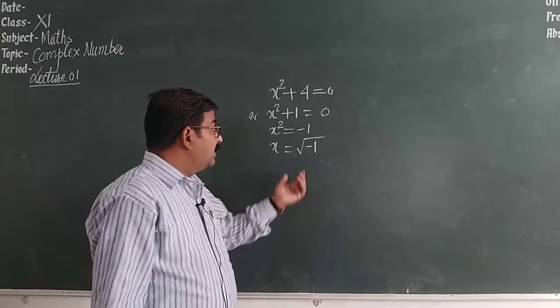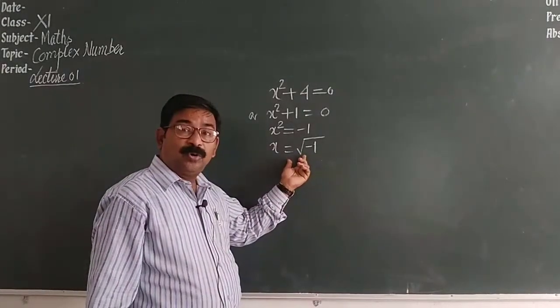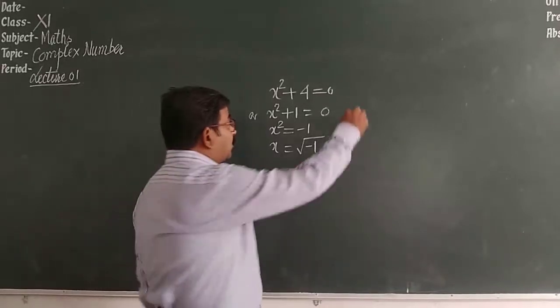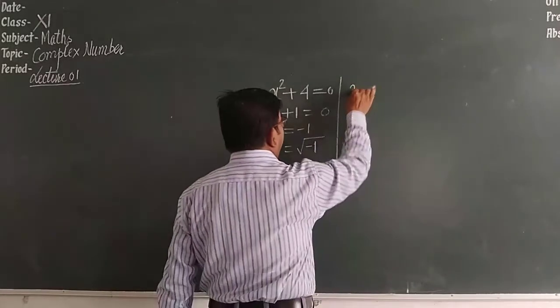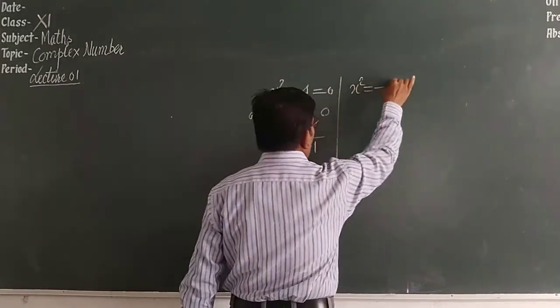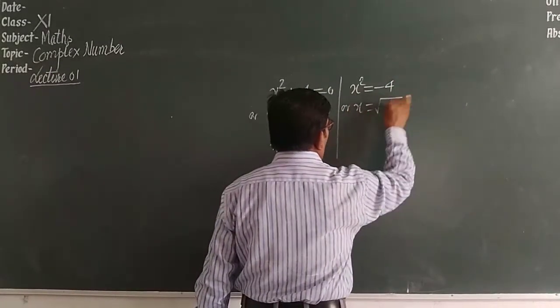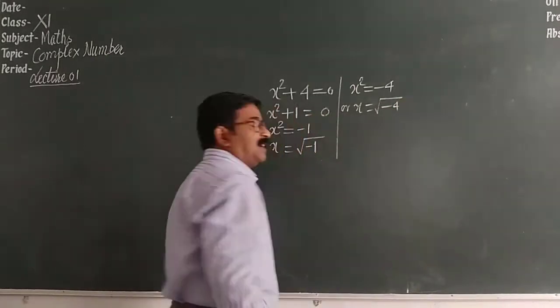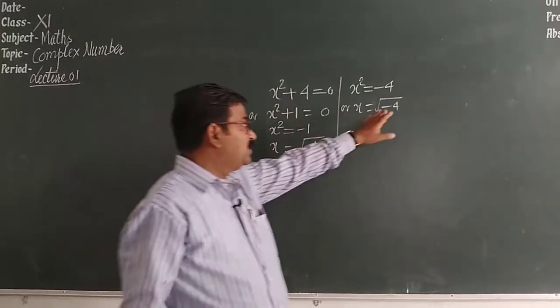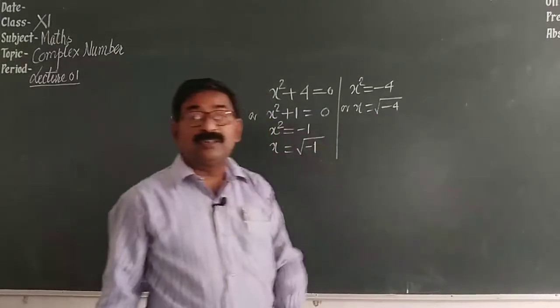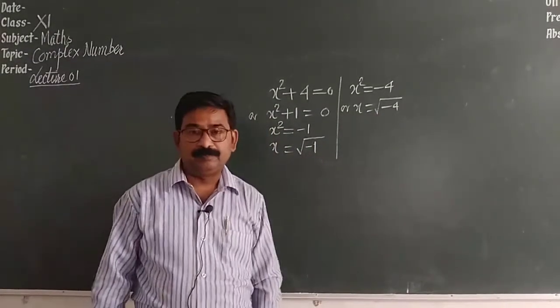Imaginary number: square root of any negative integer. For this you can find x square is equal to minus 4, or x is equal to under root minus 4. 4 is an integer, minus 4 is a negative integer, its square root is under root minus 4. So this is an imaginary number.